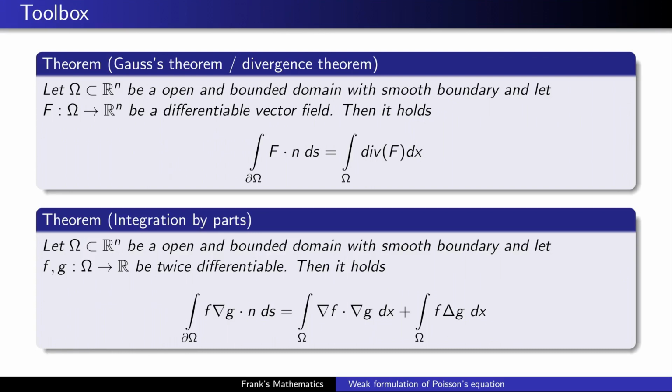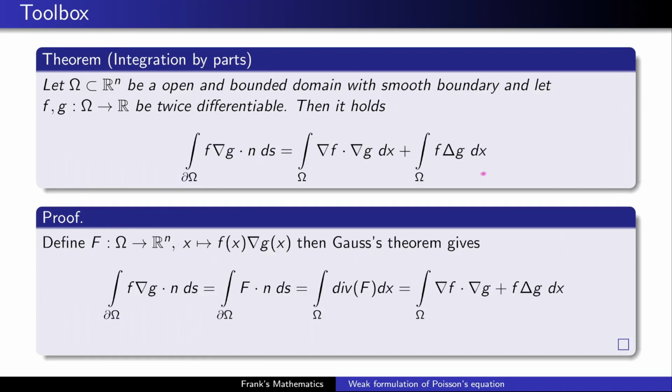The proof is quite simple. Of course, we use Gauss theorem for a suitably chosen function f. And for this function f, you just choose f of x times gradient of g. This is now a vector field, hence we can apply Gauss theorem. And well, there you go, just plug in everything and you are done. So nothing spectacular here, just plugged in for convenience.